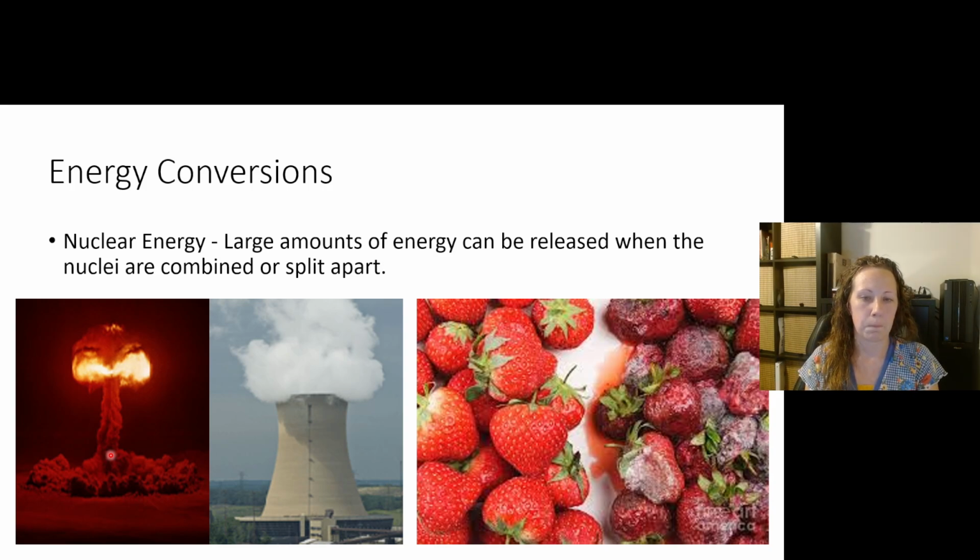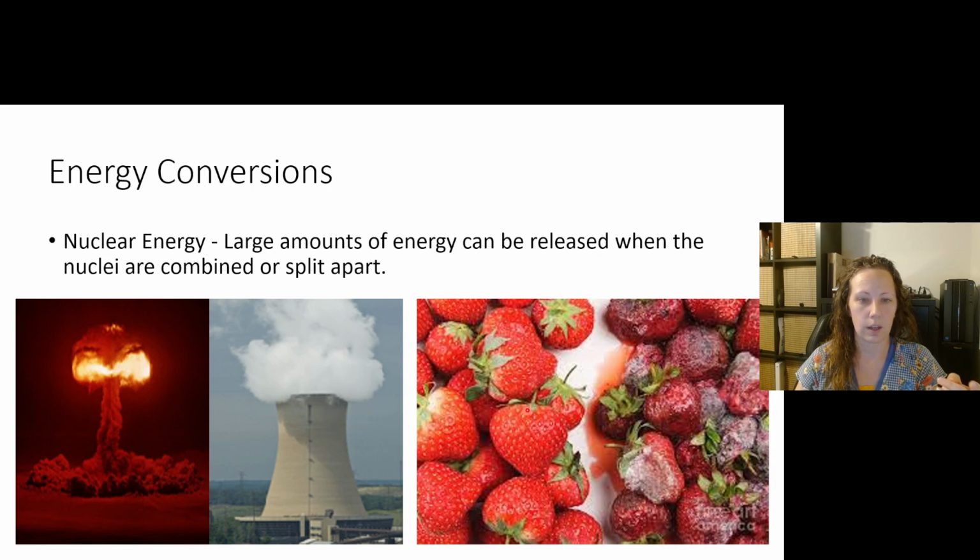Nuclear energy. So nuclear energy is a potential form of energy, but then we can use it and convert it to other kinds. Okay, so it can most definitely produce thermal energy, such as in the atomic bomb, but it can also produce electrical energy, such as a nuclear power plant. It can also produce radiant energy in the form of electromagnetic waves, and that can be used in the food science field.